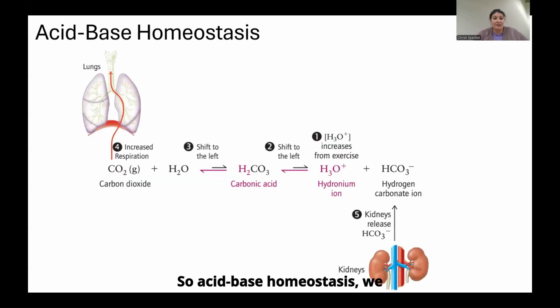So acid-base homeostasis, we have different steps here. During exercise, hydronium ions increase, causing a shift to the left, producing more carbonic acid, which creates more carbon dioxide, which is exhaled when you breathe. Kidneys support the shift to the left by releasing more hydrogen carbonate so that it can react with hydronium ions to keep the system going.